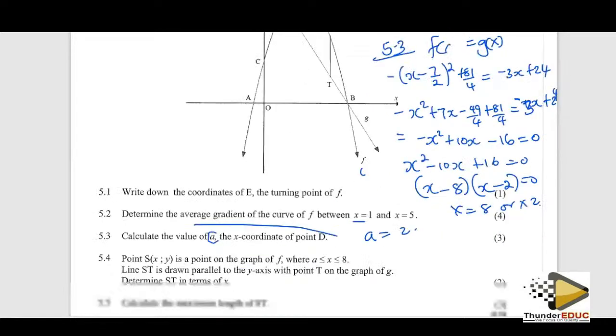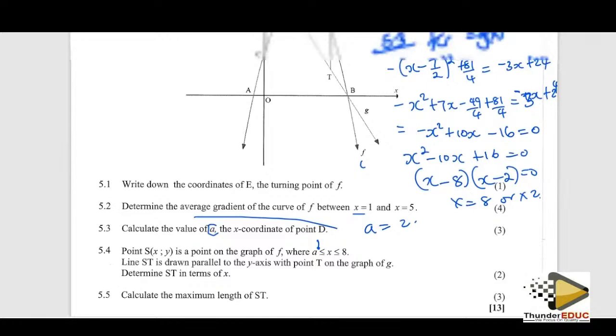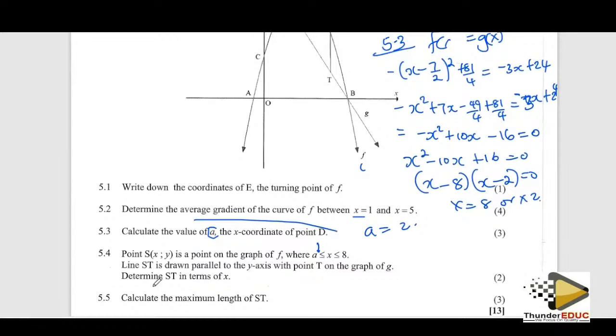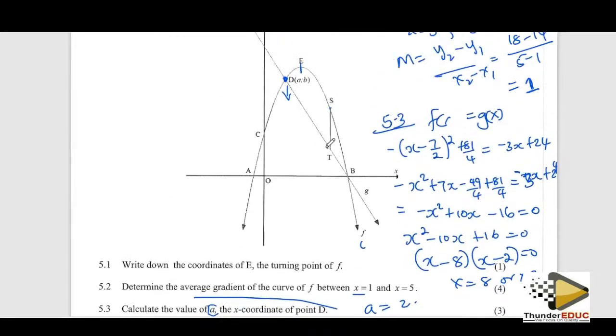Then they're telling us that point S, which is x and y, is a point on the graph F, where A, remember A is 2. So it's between that interval of the line. Line ST is drawn. Now from the graph, determine the length ST in terms of x. For us to get the distance between the two, we need to look at which graph is on top, which is the F, and the one that's below is G. Let's subtract both of them.